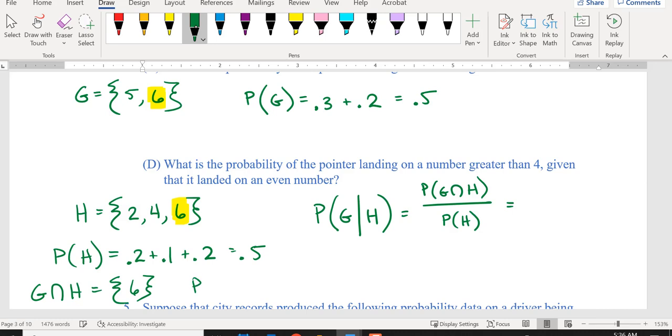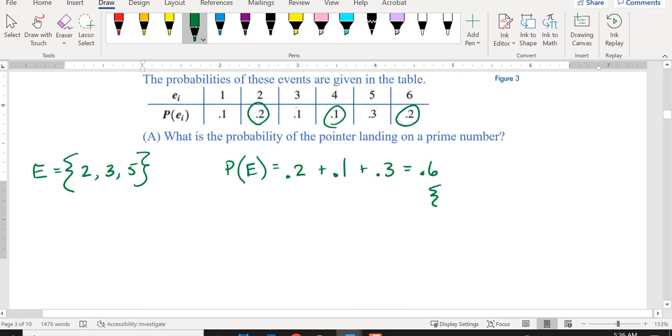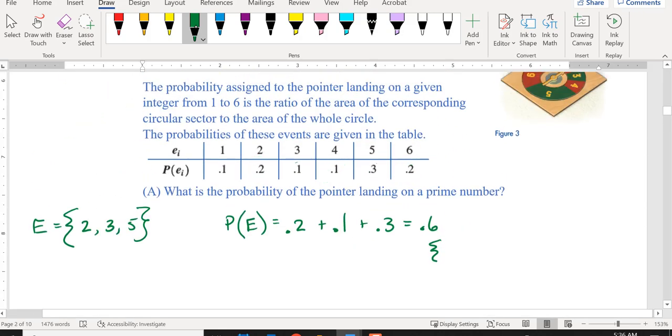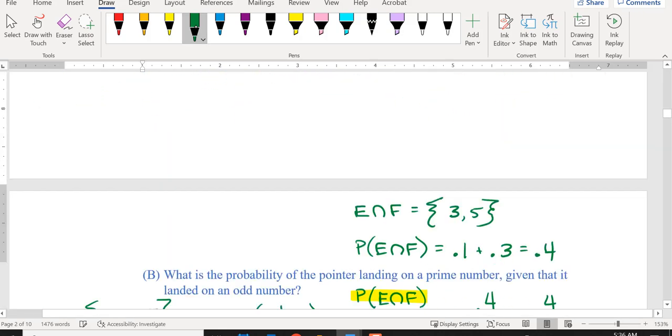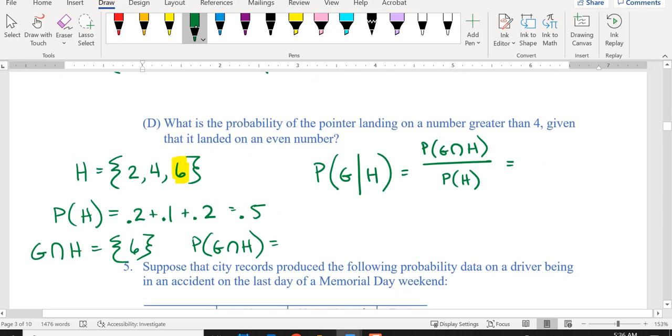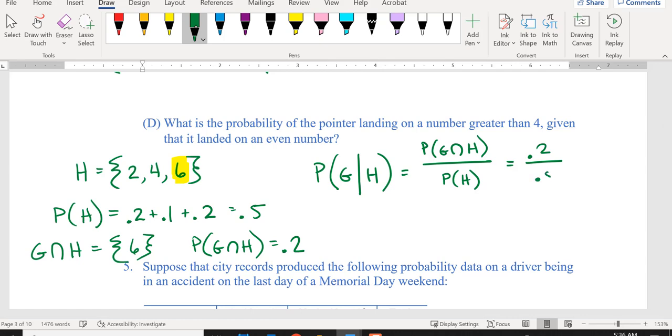Now, what's the probability of G and H? The probability of rolling a 6 was 0.2. So this conditional probability would be equal to 0.2 over 0.5. So that probability is 2/5.